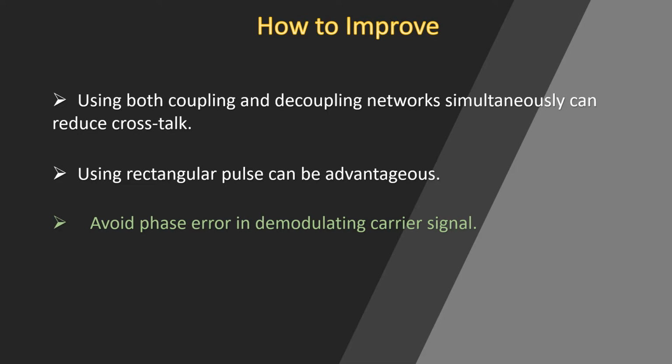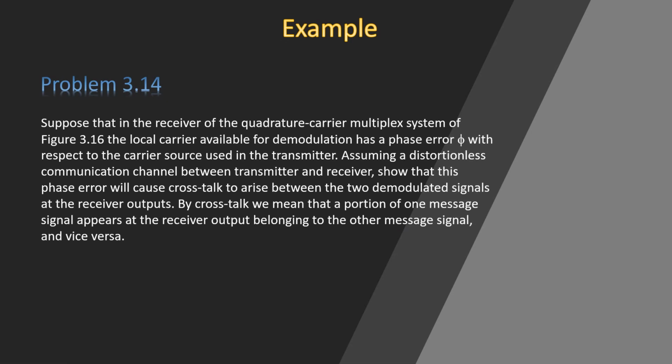And the last thing is we can avoid the phase error in the demodulating carrier signal, which will be discussed in the following example. So this is basically problem 3.14, in which the demodulating carrier signal has a phase error of phi, which will cause the crosstalk to occur, and which will be proven mathematically in the upcoming slides.